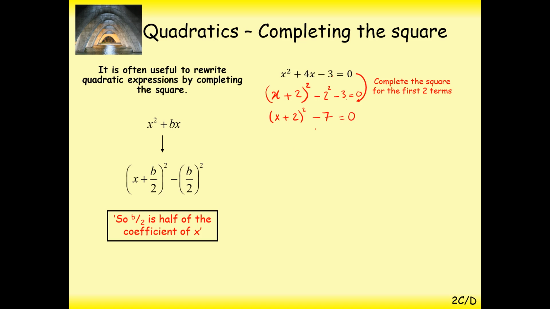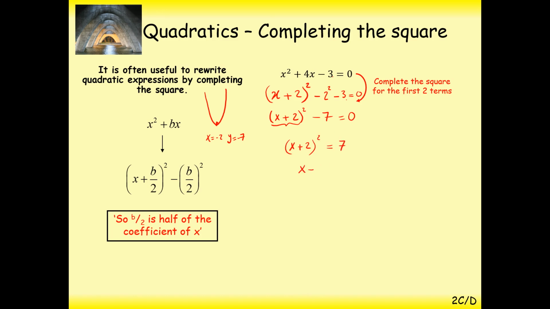So this is a square form. This tells us that the minimum point, the turning point of the graph is x equals minus 2 because of this bracket, and y value is minus 7. Now, if we had to solve this equation, we would have taken 7 to the other side. We would have had x plus 2 squared equals positive 7.